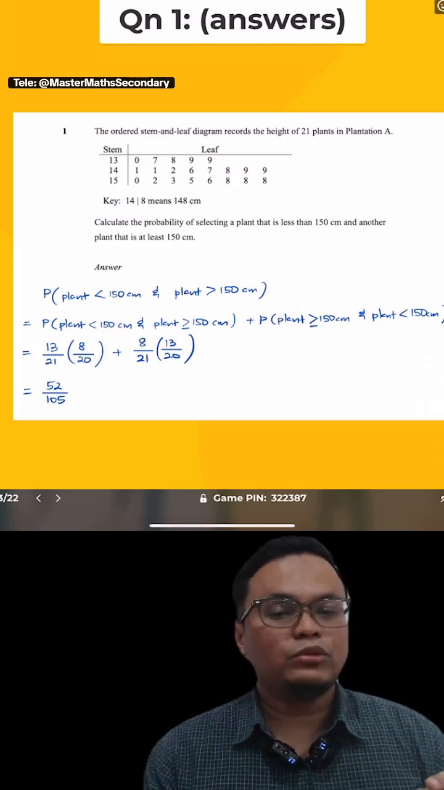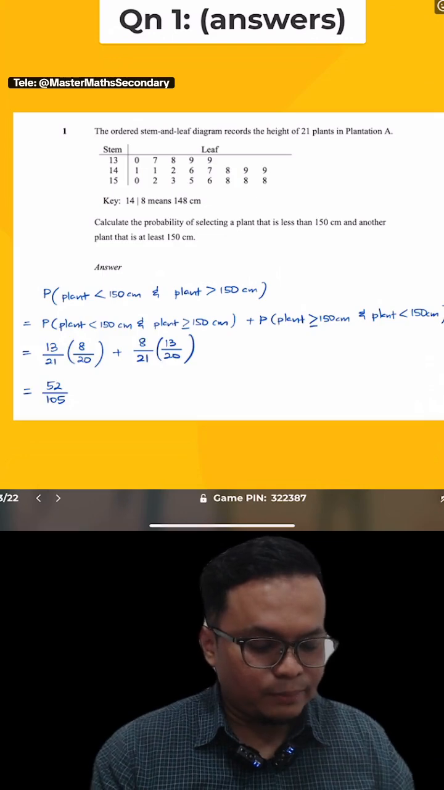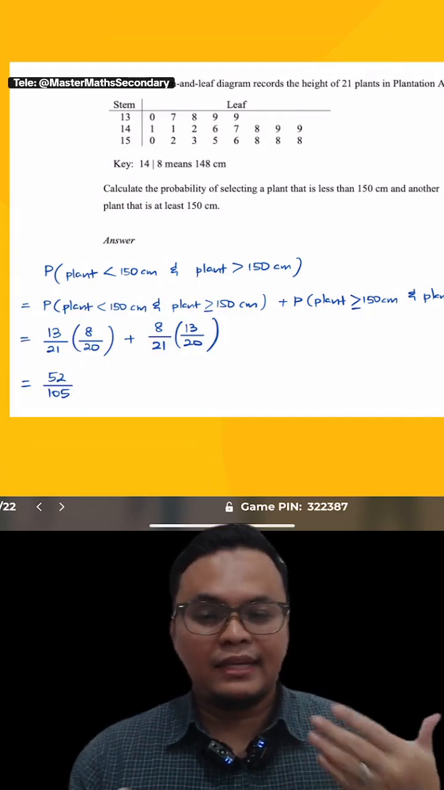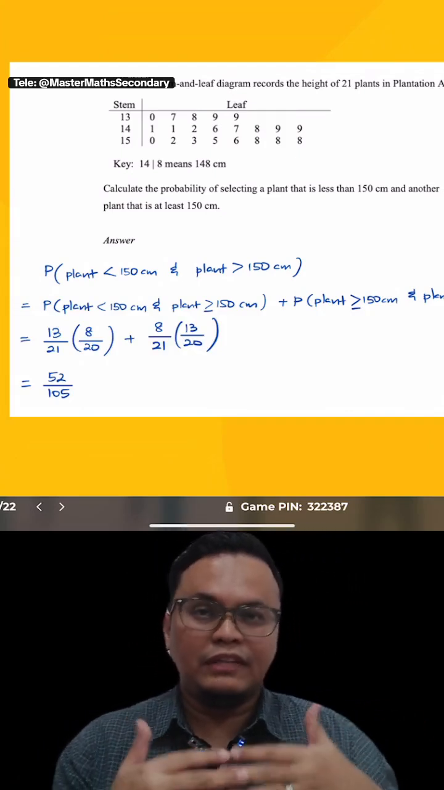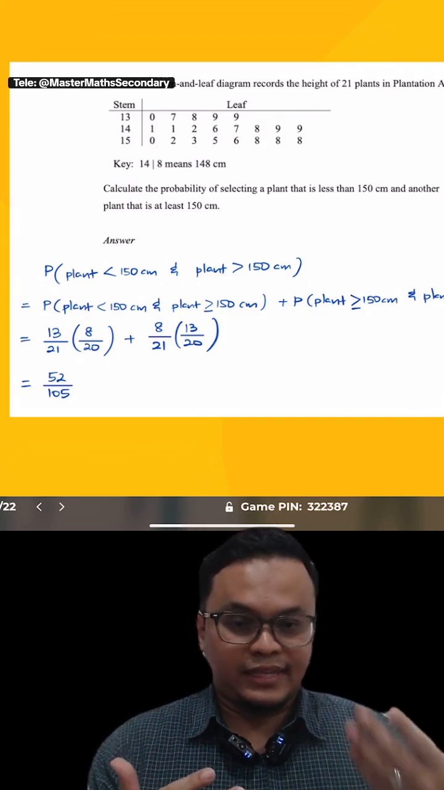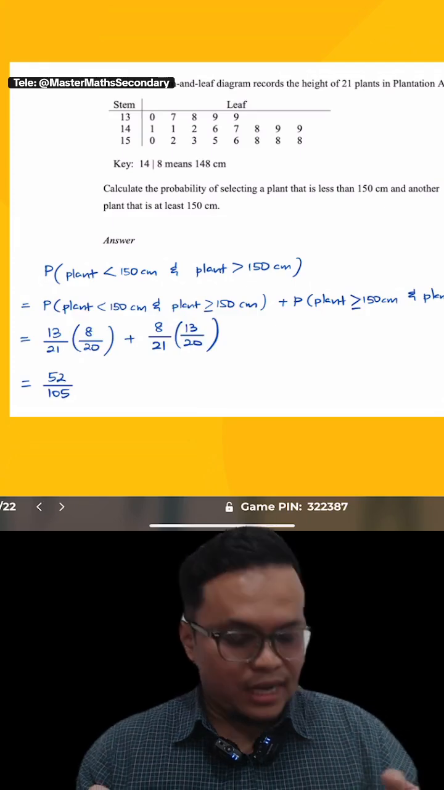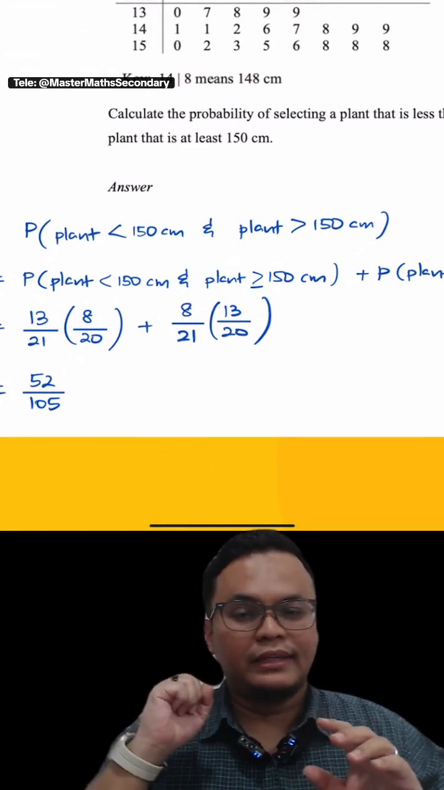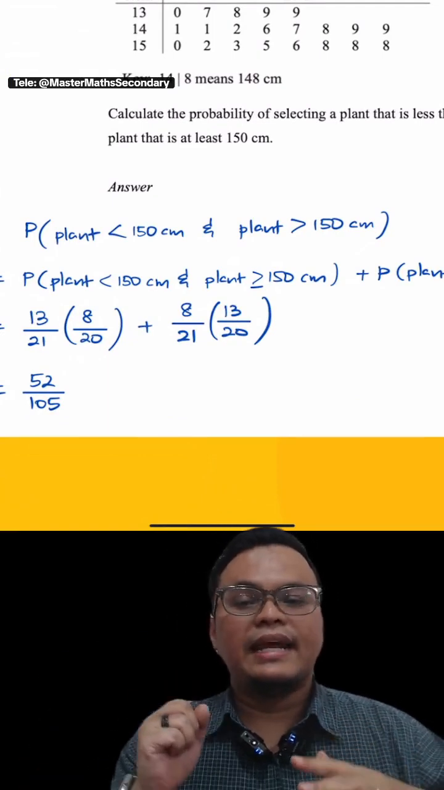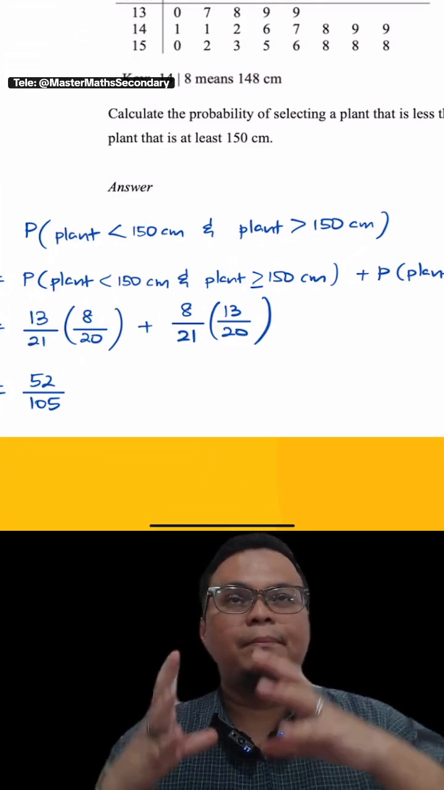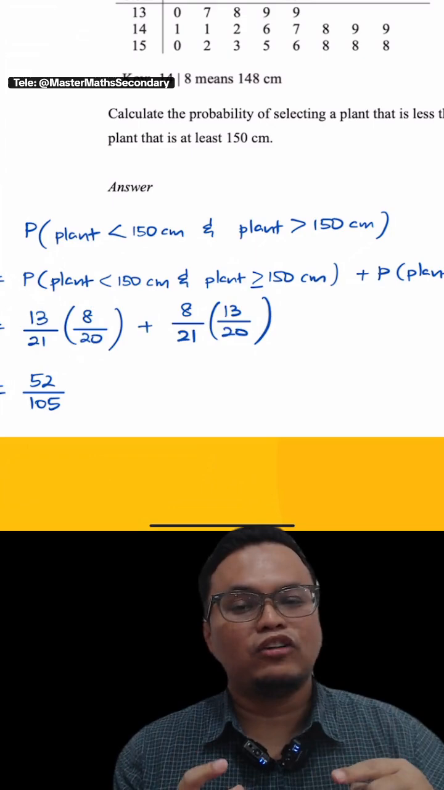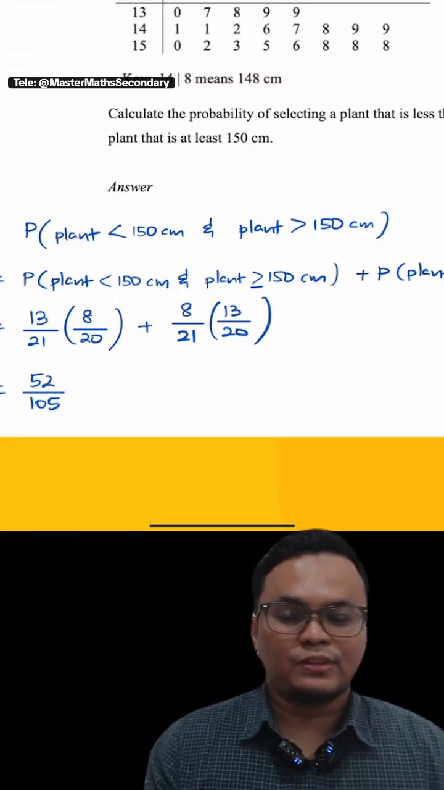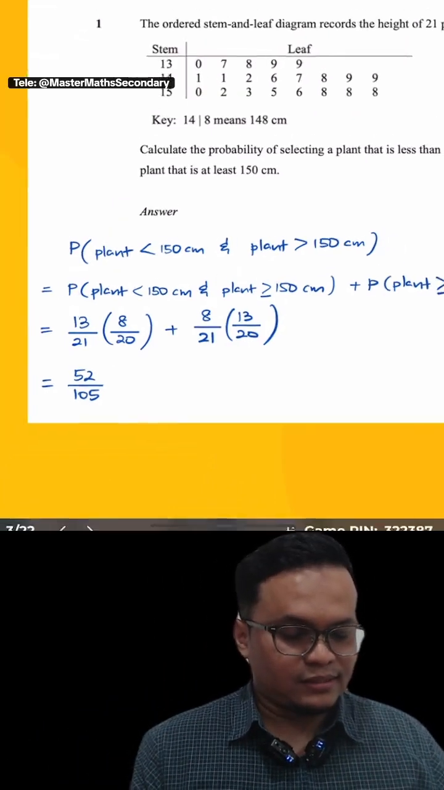Another thing to take note of is to be careful with the denominator, because it's without replacement. The question didn't mention anything about replacement, so the default assumption is that there's no replacement here. So the denominators have to change, because the moment you choose a plant that is less than 150 centimeters, you are one plant short. So instead of 21 in the denominator, the second one will be 20. The same thing applies to the second fraction as well, and that's how we arrive at our answer.